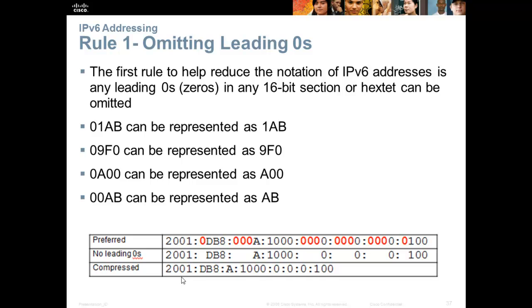2001:DB8:A:1000:0:0:0:100. Note we cannot take away trailing zeros. That is not possible. Trailing zeros need to stay in there. So we could not take 1000 and make it a 1. It does not work that way, only leading zeros.